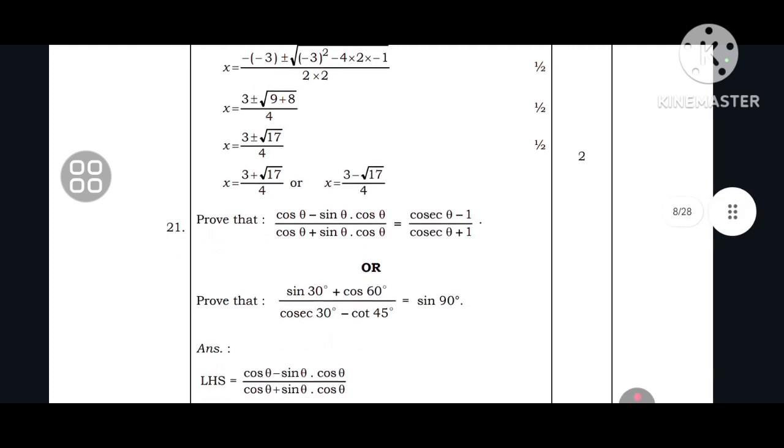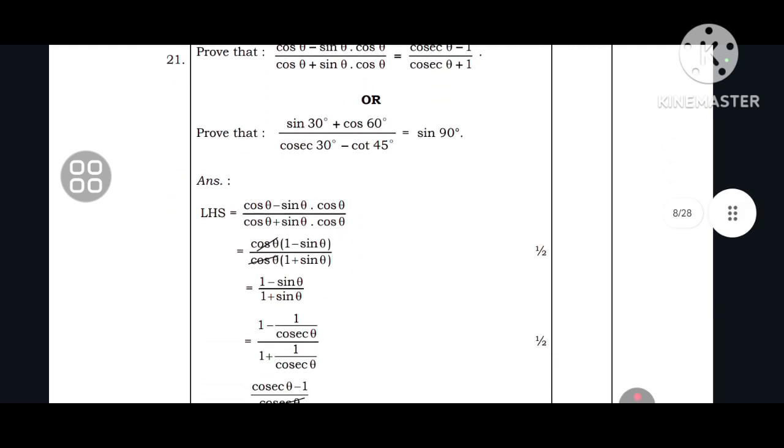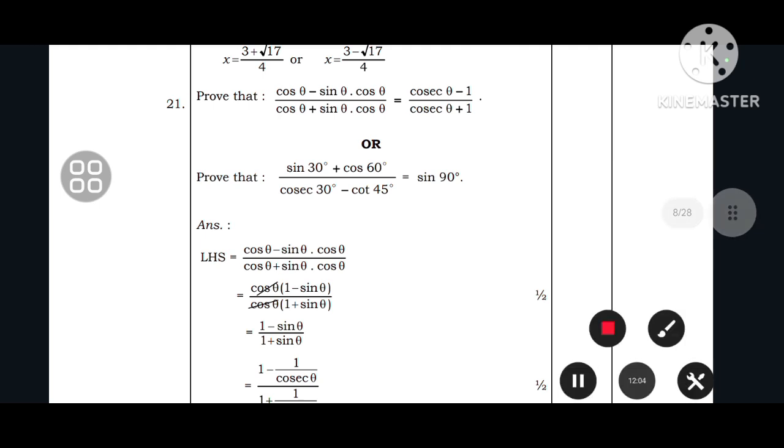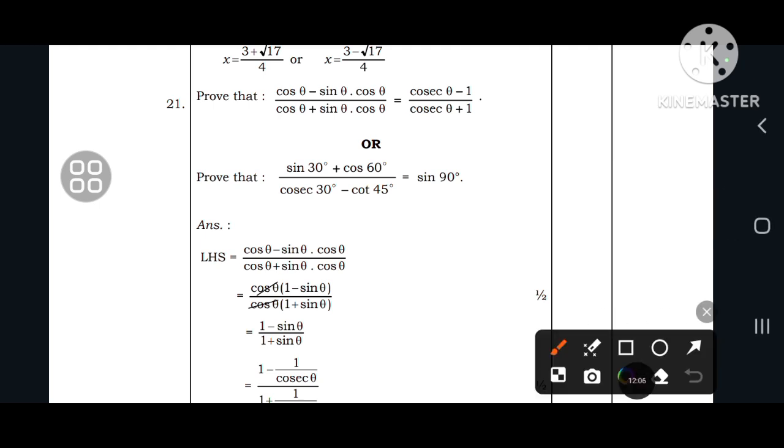And coming to the prove question, you need to solve it, but you should know all the identities and many of the formulas related to trigonometry, because the trigonometry lesson is not from your beginning. In class 8 and class 9 you have not studied this lesson, but suddenly, without the basics, they have given the trigonometry chapter, and after that applications of trigonometry.